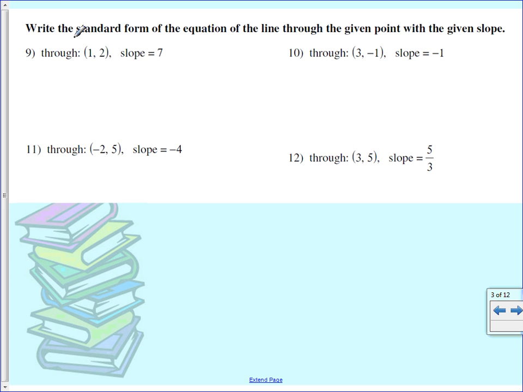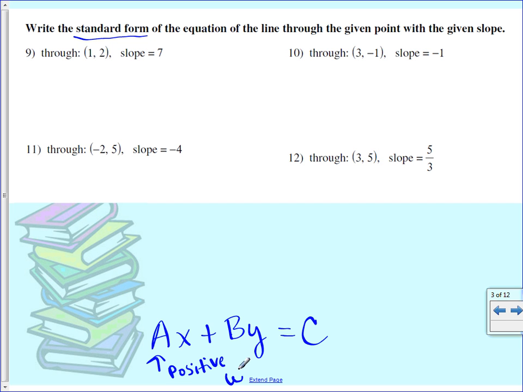We're going to write the standard form of an equation of the line through a given point with a given slope. So now we have standard form. Standard form of an equation is ax plus by equals c, where a is a positive whole number. Okay, it can't be negative, it can't be a fraction, it has to be a positive whole number. So if I have standard form of the equation of the line through the given point with a given slope.